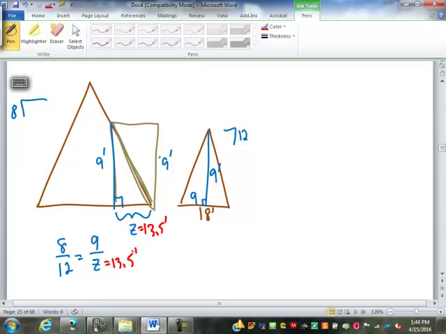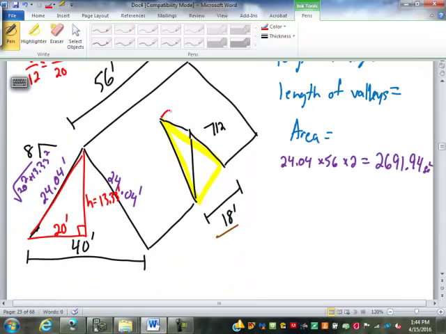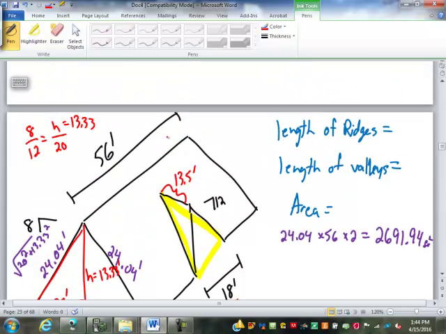Now that's also very important because that's also going to be our ridge length up here. So if I go back up here, I now know the length of this piece of ridge. Guess what? I know my total ridge. 56 plus 13.5 gives me 69.5 feet of total ridge. I'd probably estimate it at 70 feet of ridge.